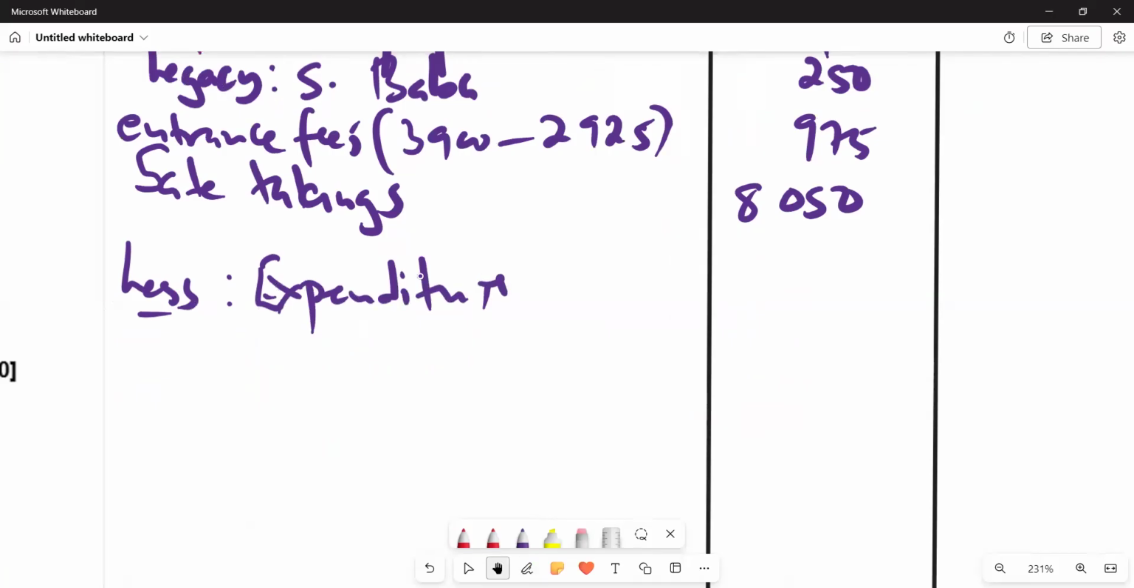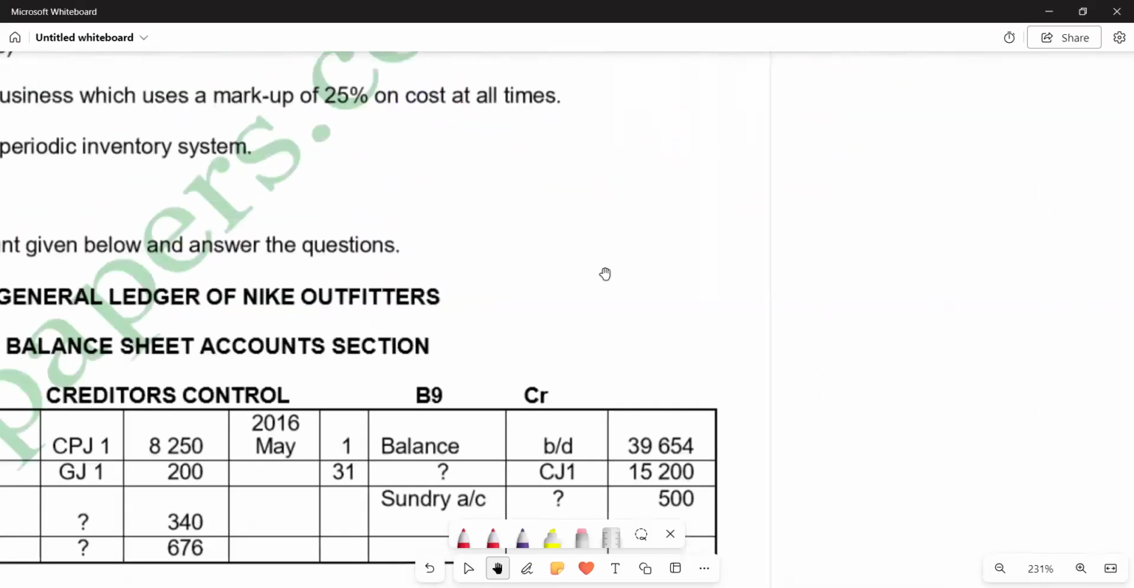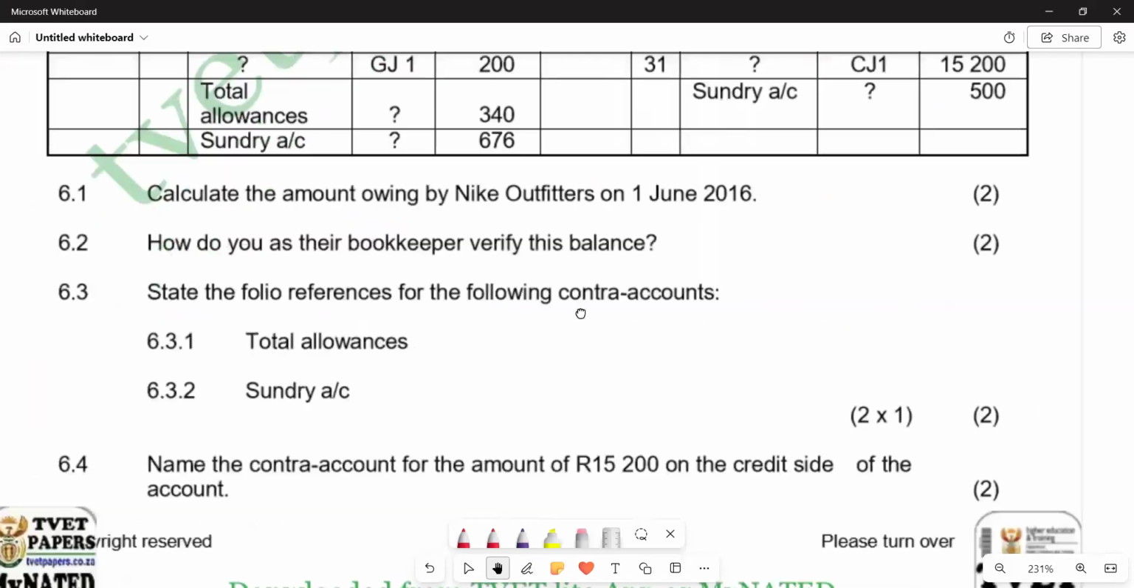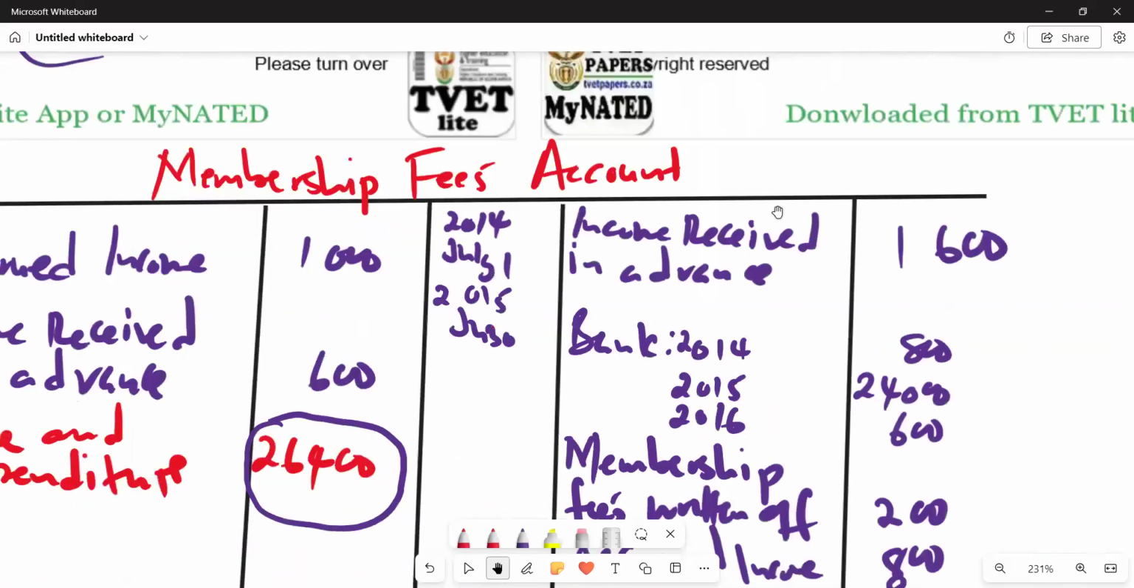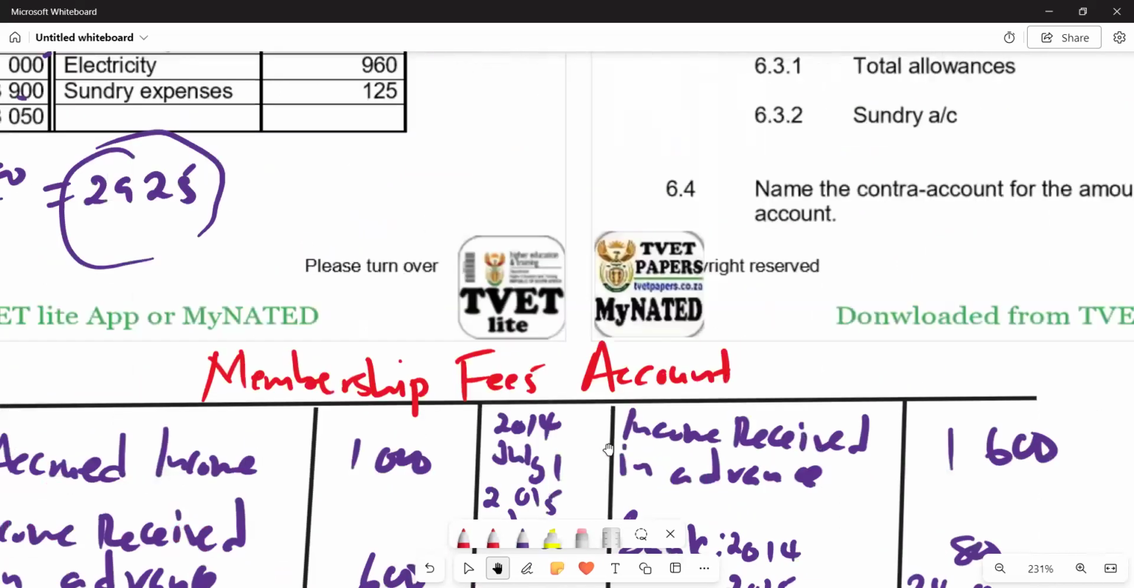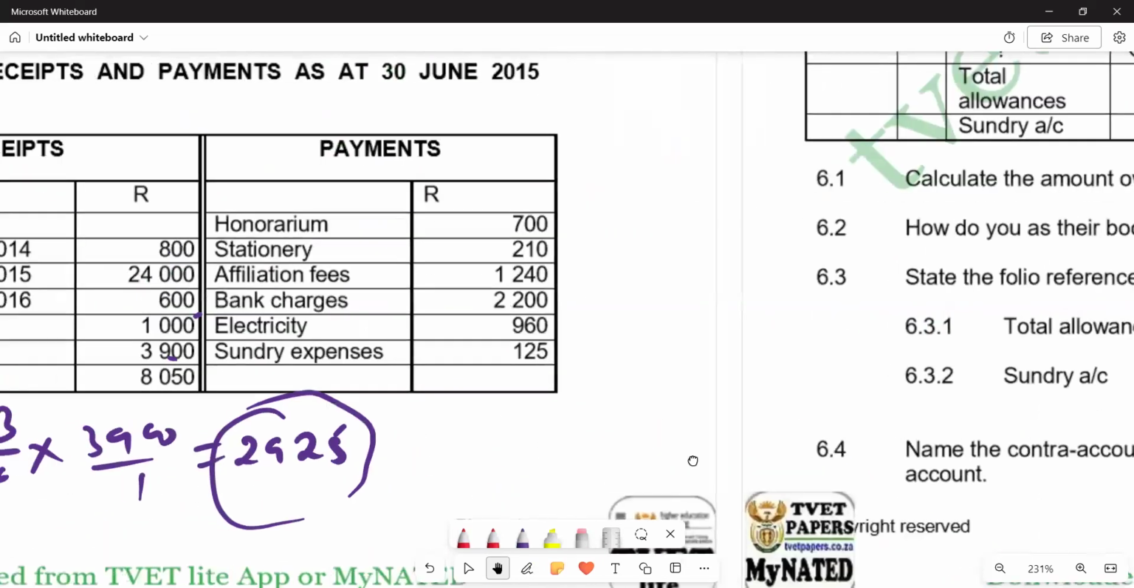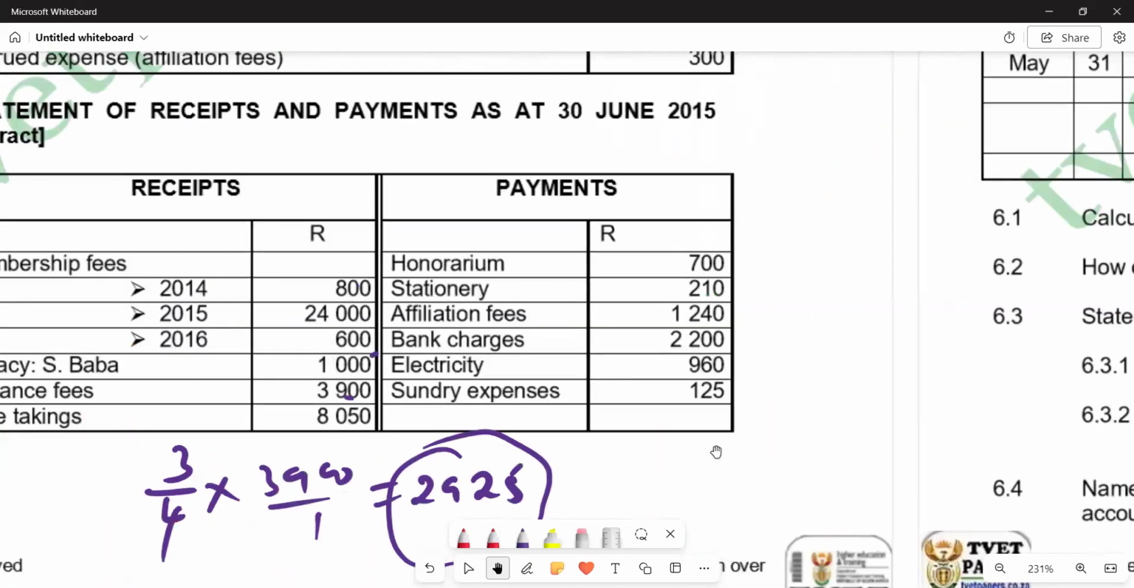So on less expenditure, we go to the expenditure section in the receipts and payments. We go to the payment section and then we check any expenditures that are listed under the payments section. So we are here. We start with the first one, which is honorarium, where we've got 700 there.